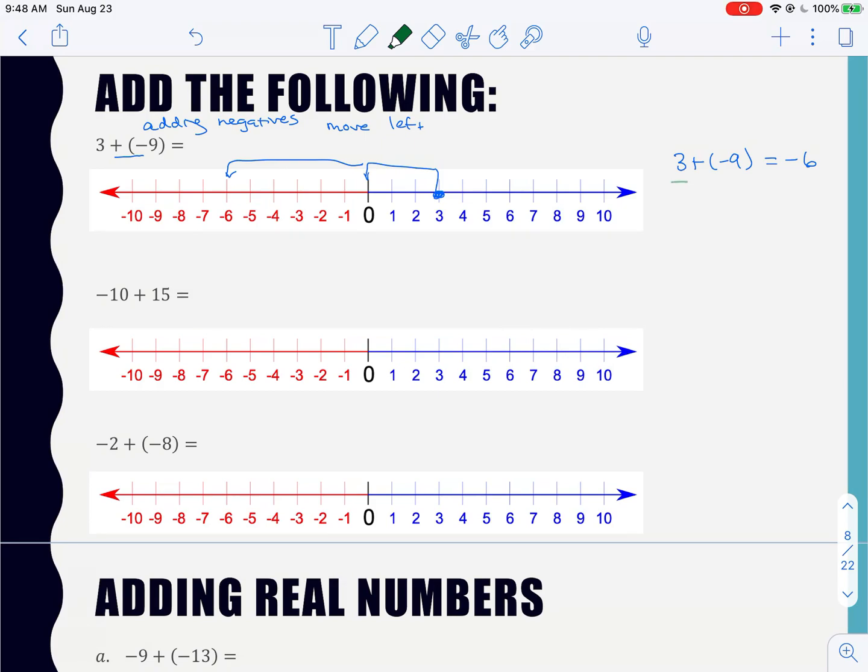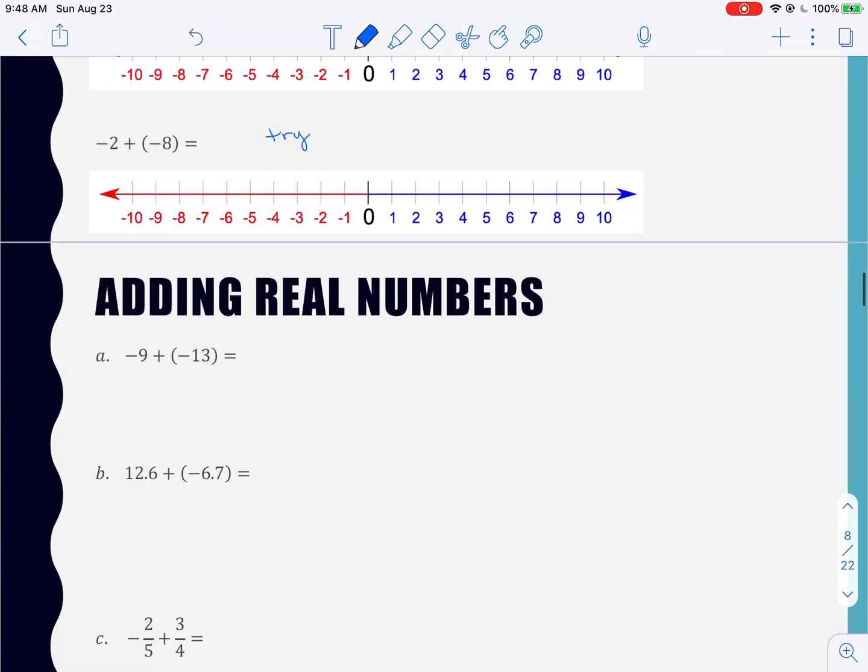Or you can think of it as team positive and team negative. Team positive scored 3 points. Team negative scored 9 points. So team negative won by 6 points. All right, you guys try the following 2, and you can check them against your finished notes.